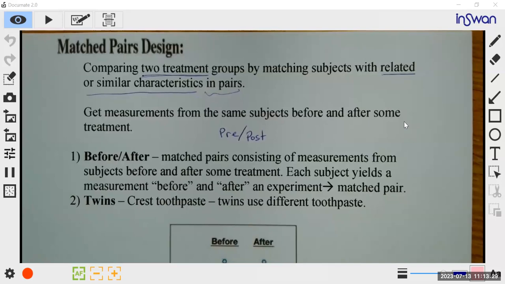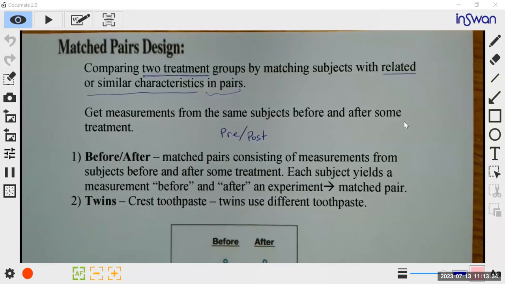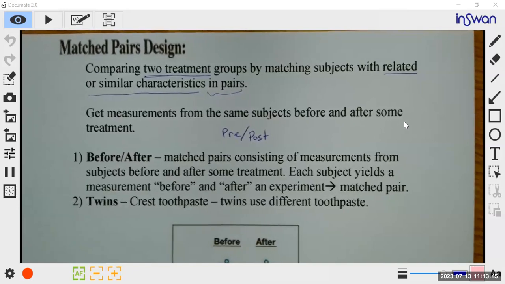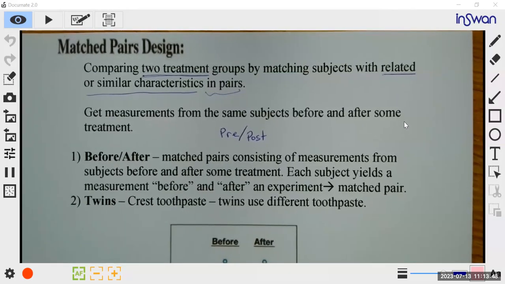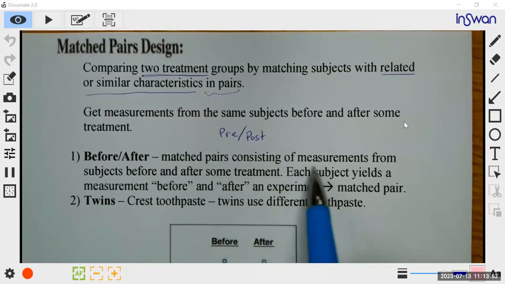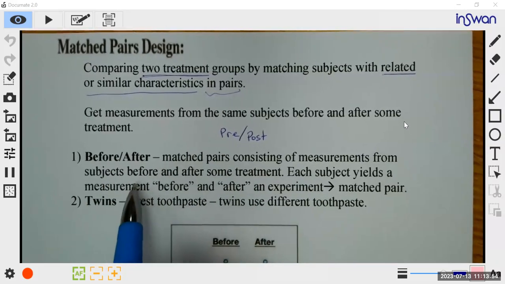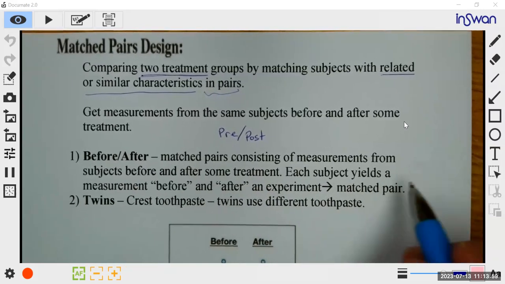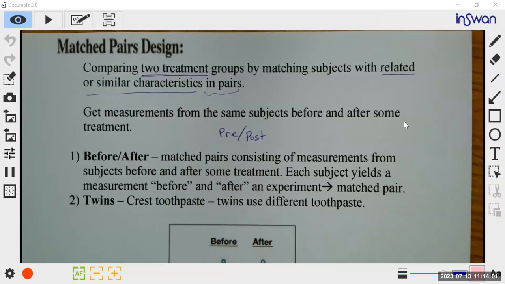If you scored higher, then you learned something, which is the whole purpose of education. If you scored the same or worse, then think of another profession. Because something's not happening. You should at least learn something when you're in school. So before and after, matched pairs consisting of measurements from subjects before and after some treatment. Each subject yields a measurement before and after experiment. This is called the pre and post.